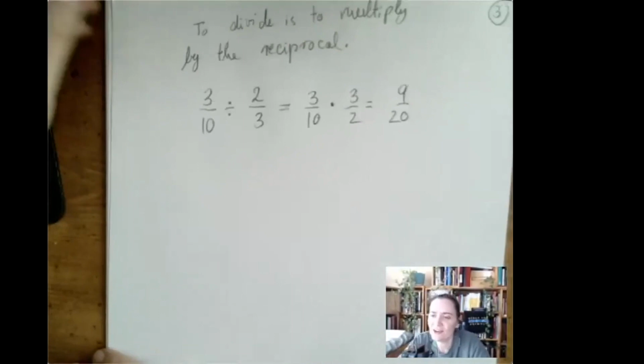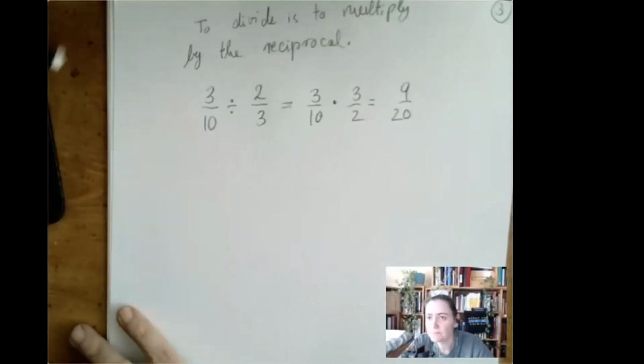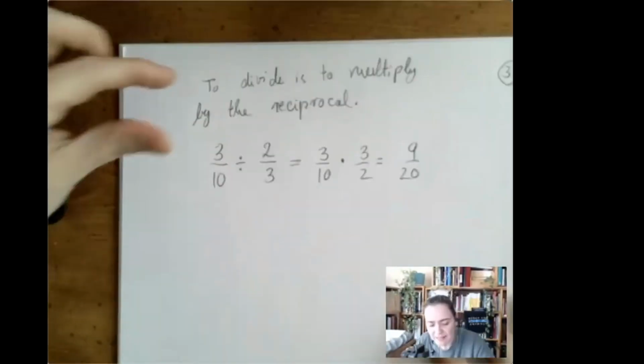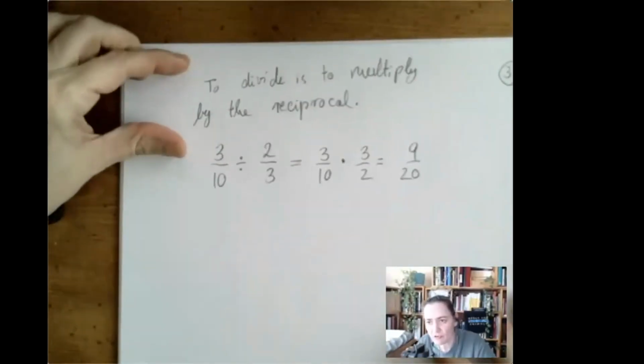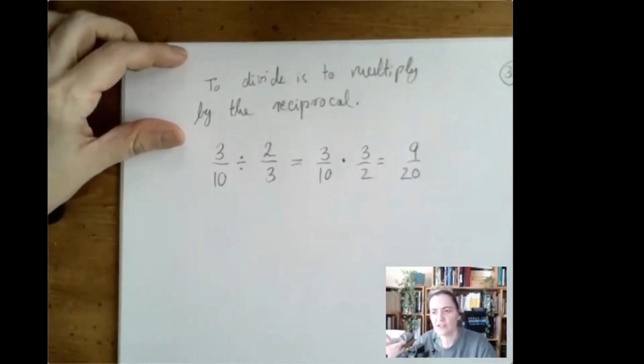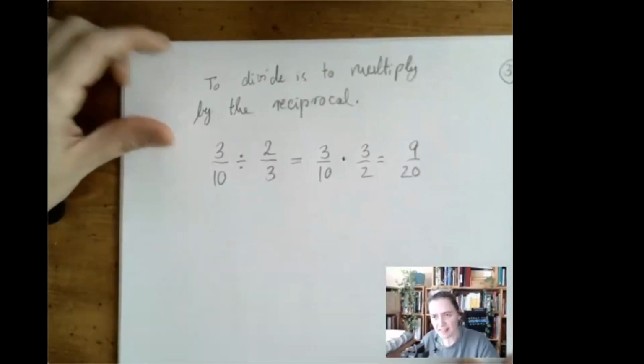That's the algorithm. It's always the second fraction? Always. Yes. If you store the information in this sentence, multiplying by the reciprocal, it's stored in this sentence.